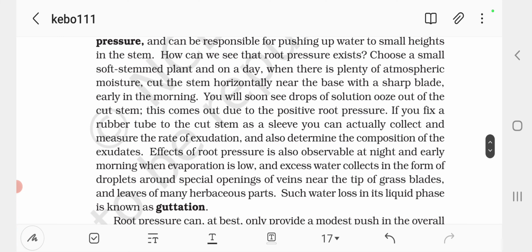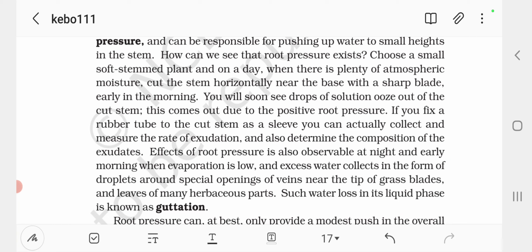Choose a small, soft-stemmed plant and, on a day when there is plenty of atmospheric moisture, cut the stem horizontally near the base with a sharp blade. Early in the morning, you will soon see drops of solution ooze out of the cut stem. This comes out due to the positive root pressure. If you fix a rubber tube to the cut stem as a sleeve, you can actually collect and measure the rate of exudation and also determine the composition of the exudates.